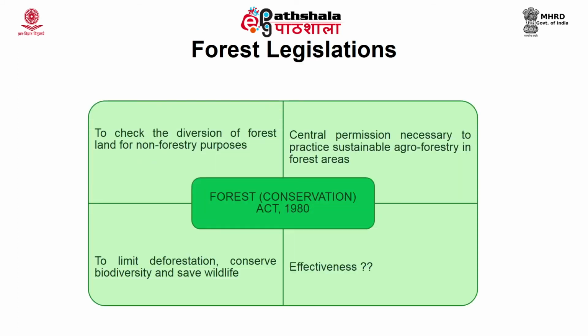If we look at Forest Conservation Act of 1980, this act basically aimed at conserving the forest with a view to avoid degradation of the environment. Therefore, the act stipulated that the center's permission is necessary to practice sustainable agroforestry in forest areas, and it also targeted to limit deforestation and to conserve biodiversity so that the wildlife can be saved. The act basically serves to check the diversion of forest land for non-forestry purposes.